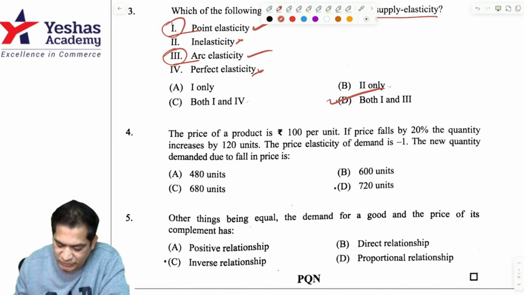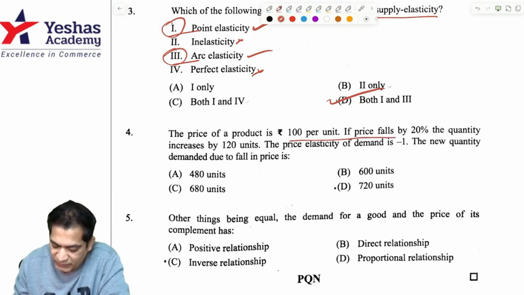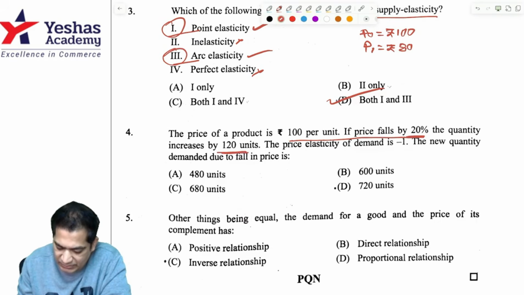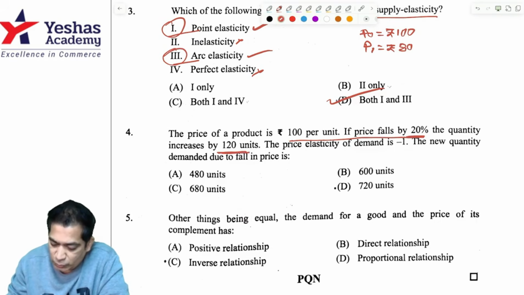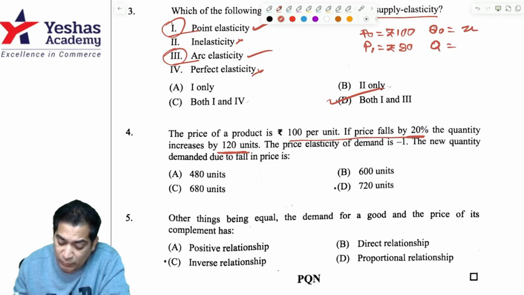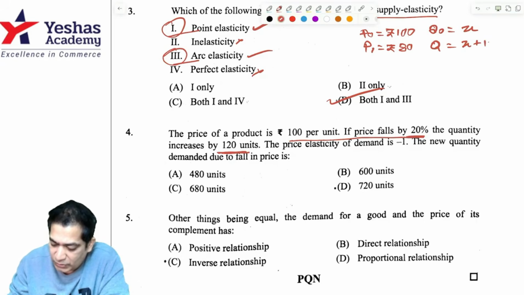Now they've given if the price of a product is 100 units and if the price falls by 20%. So let's say P0 is 100 rupees, and price falls by 20%. So it means the new price will be 80. The quantity demanded increases by 120 units. So old quantity Q0 we don't know, so let's consider it as X, and new quantity is 120 units more than the previous quantity, so it will be X plus 120.